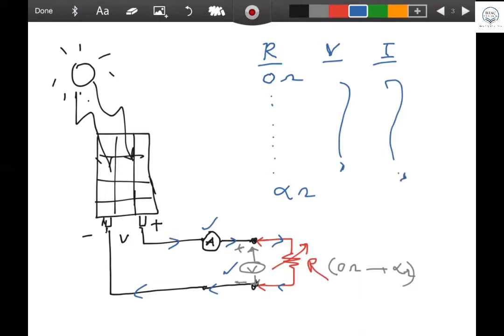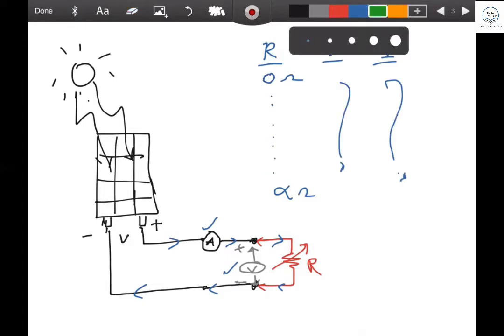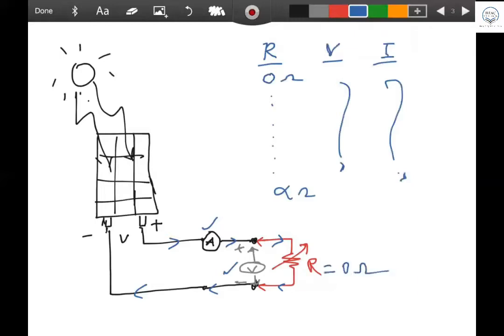Now if we start from the first value, that is 0 ohm, first time if you put R equal to 0 ohm, what does it mean? I'm talking about the first one, the first value. If you put R equal to 0 ohm, then what does it mean? If R is 0, what is this called?